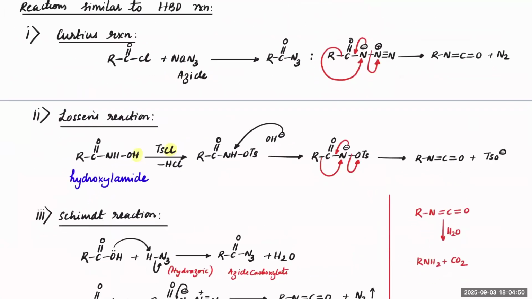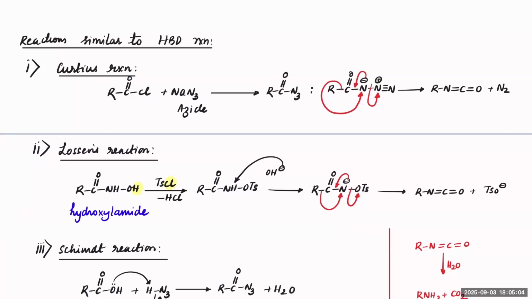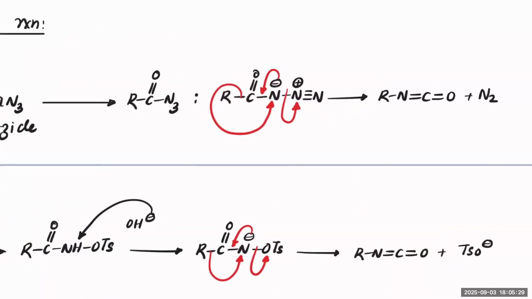What are reactions which look exactly similar, or very similar to HBD reaction? See, first one being Curtius reaction. Curtius is, instead of using an acid derivative like amide, you're using acid chloride. And the nucleophile that you are using is azide. NaN3 is called azide. N3 minus will attack here, remove this chlorine. So as it removes, you will get this structure RC double bond O, N, N, and N.